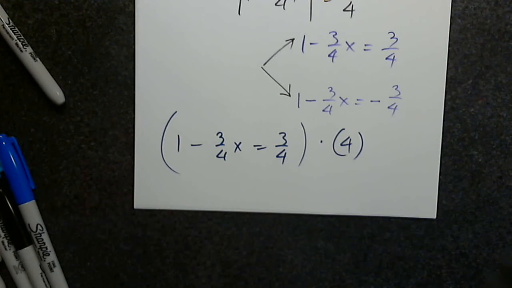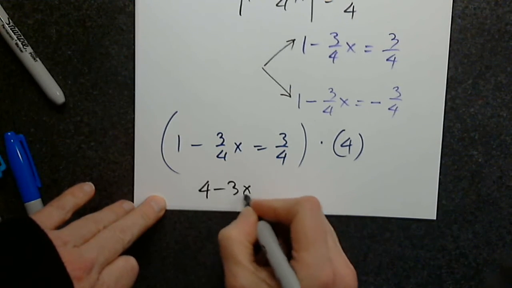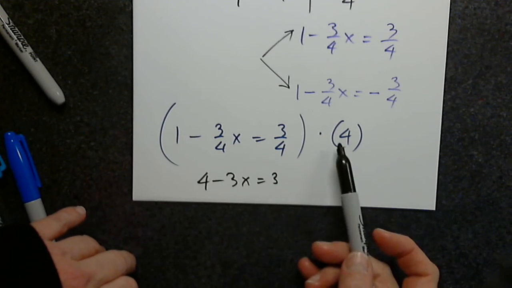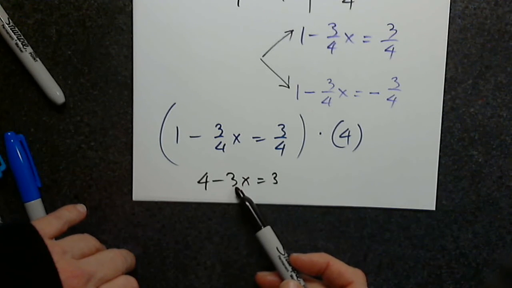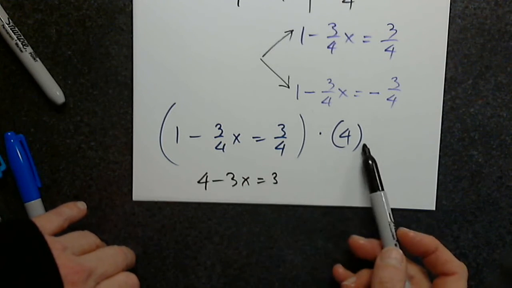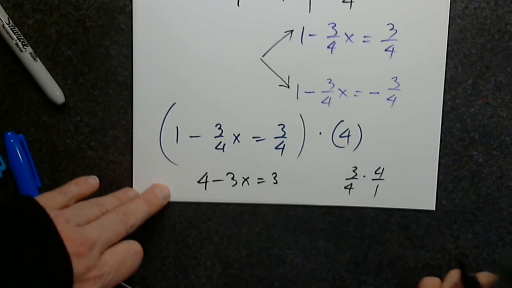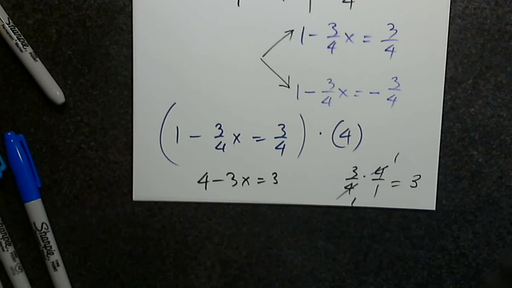Eliminate fractions. You don't have to worry about fractions. You don't have to be afraid of fractions. You just get rid of them. So this is 4 minus 3x equals 3. When you multiply the first term, you get 4. When you multiply 3 over 4 by 4, you only get 3, because 3 over 4 times 4 over 1, don't multiply. Simplify first, and you get 3. That's the idea, not to multiply, because you want to simplify. You want to get rid of the fraction.